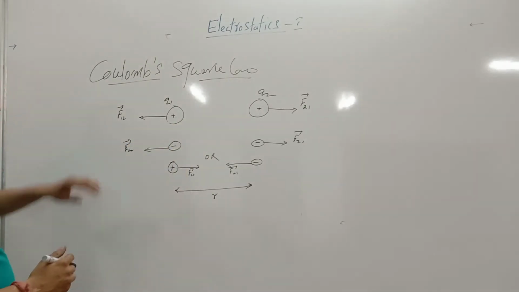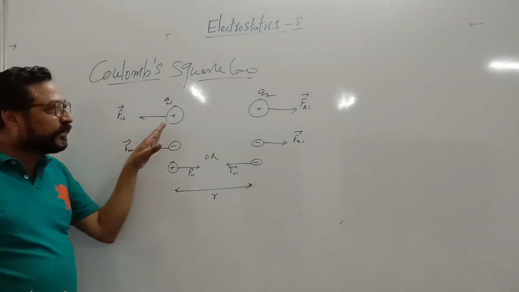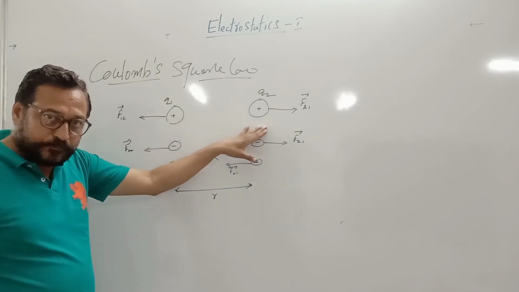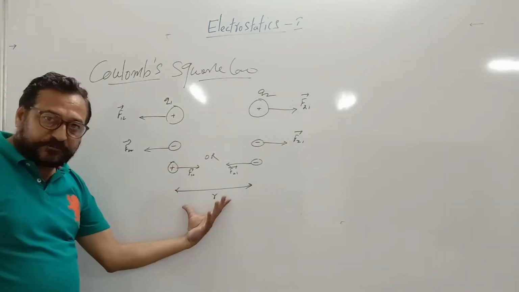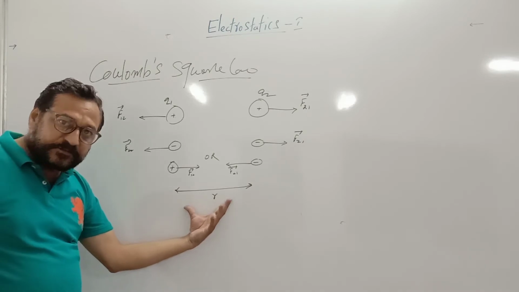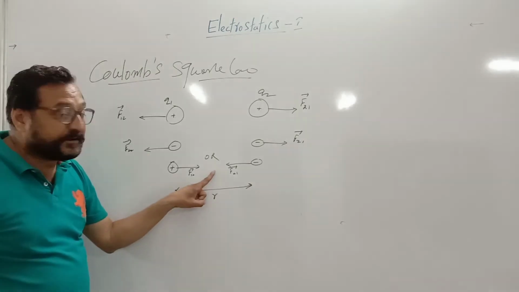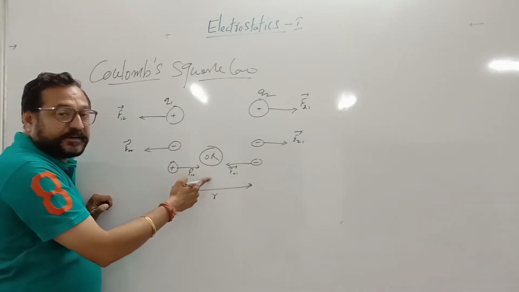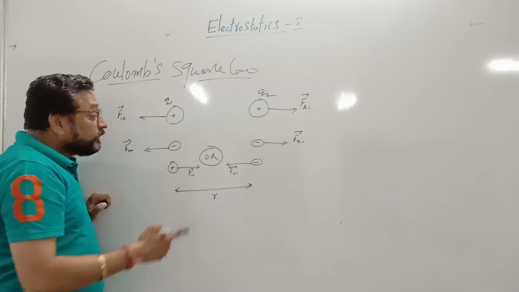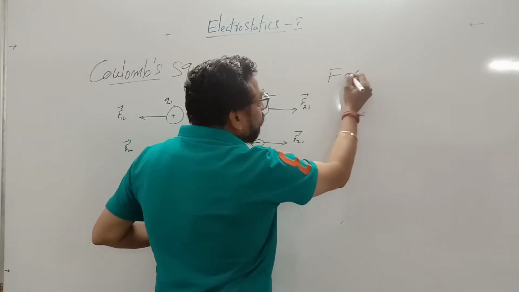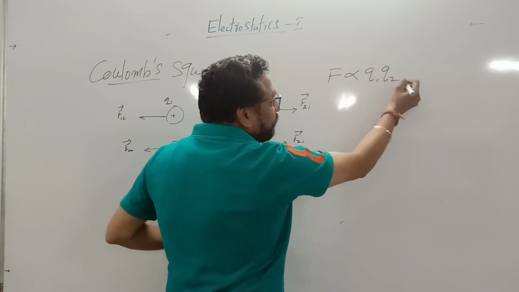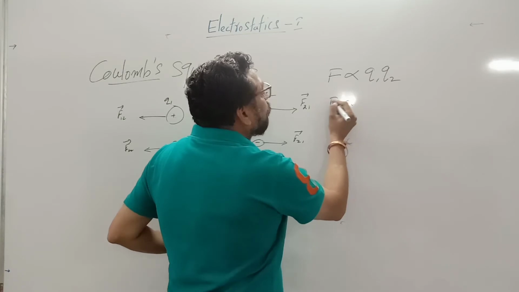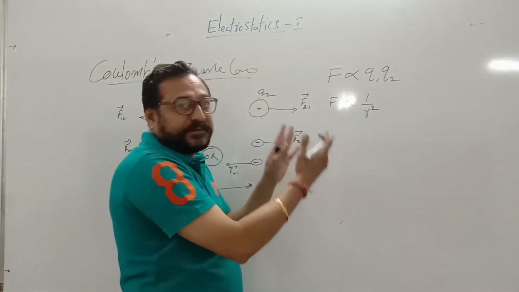The statement is: when two charges Q1 and Q2, I repeat, when two charges Q1 and Q2 are placed at a distance R, then the force of attraction or repulsion is directly proportional to the product of these charges, and inversely proportional to the square of the distance between them.